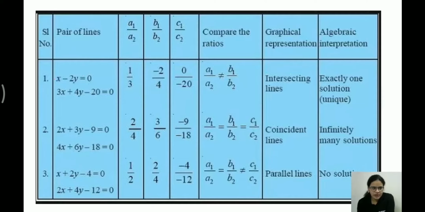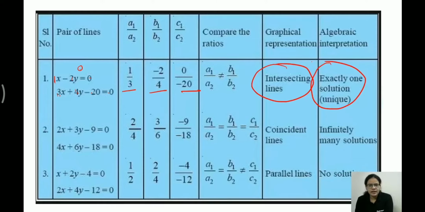Can you observe over here? This is 1 by 3. This is minus 1 by 2. Both of the values are different. Even this is different. Here it is 0, 0 by 20. All three are different. They are intersecting lines. They have only one solution.